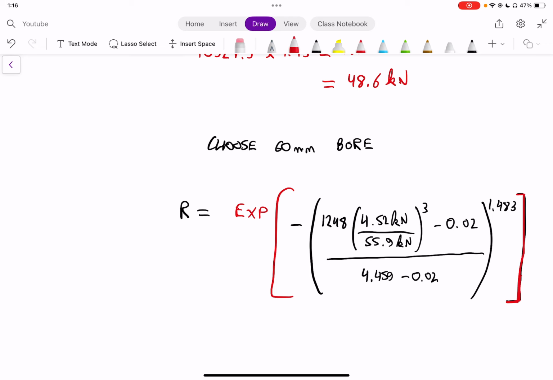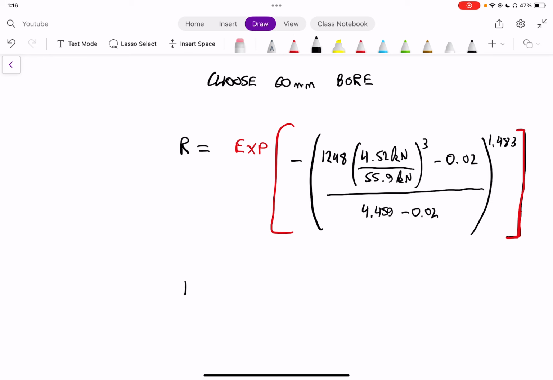And if we solve the problem, we get that R is equal to 0.945. So what we're saying essentially is that our reliability, if we choose the 60 millimeter bore, even though our desire was 0.9, is actually going to be 0.945 in service.